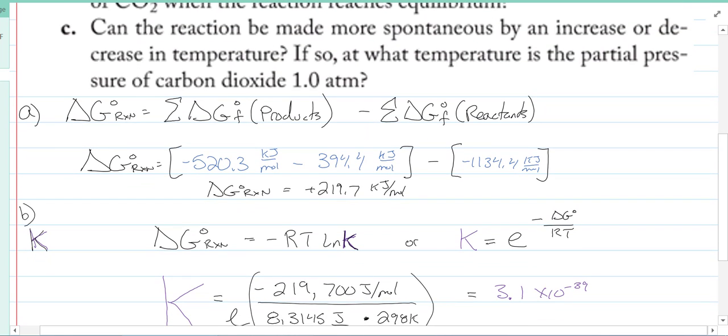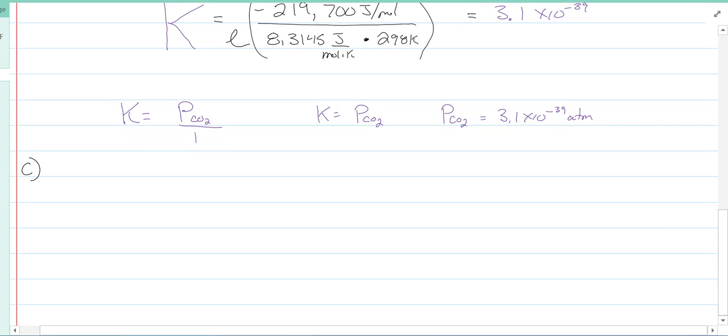Can the reaction be made more spontaneous by an increase or decrease in temperature? If so, at what temperature is the partial pressure of carbon dioxide 1 atmosphere? Well, that would lead me to believe that the answer is yes. And usually, if we increase temperature, the reaction proceeds in the forward direction. So when we say yes, we can increase temperature. So how do we do that?